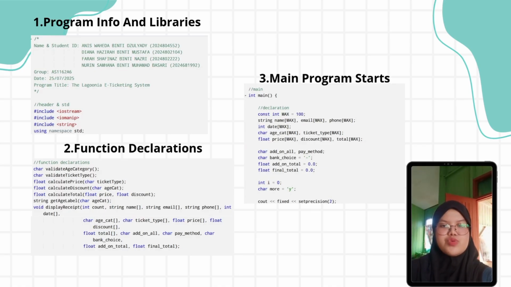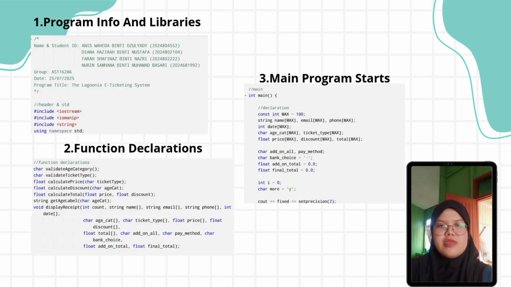For part 2, function declarations. This is our function declarations. These are basically the blueprints of the functions used later in the program. For example, validate age category will check if the user entered a valid age group. Calculate price will return the price based on the ticket type. And display receipt will show the final summary. We declare them here so the main function knows what to expect.